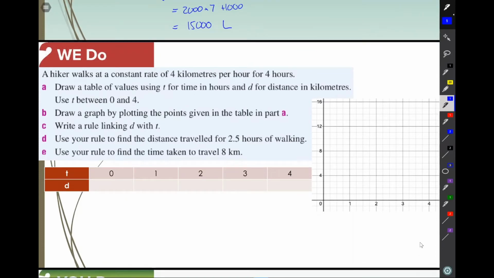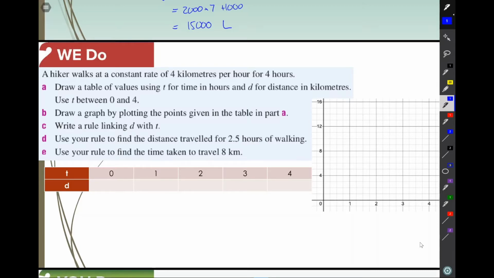Let's have a look at another example. I want you guys to do this one with me. A hiker walks at a constant rate of 4 kilometers per hour for 4 hours. Draw a table of values using t for time in hours and d for distance in kilometers. Use t between 0 and 4.